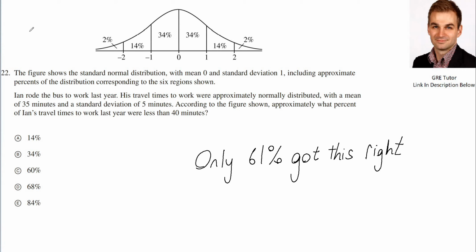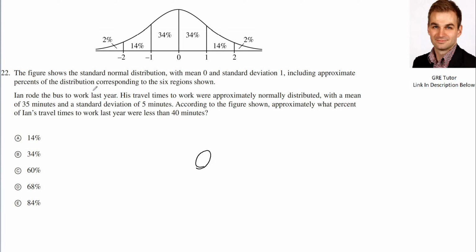Alright, so it says that the figure shows the standard normal distribution with mean 0 and standard deviation 1, including approximate percents of the distribution corresponding to the 6 regions shown. So this is kind of just the normal standard deviation, right? This is what you call the 68, 95, 99.7 rule, but they're just giving you a distribution of something in general. This is called the standard normal distribution.